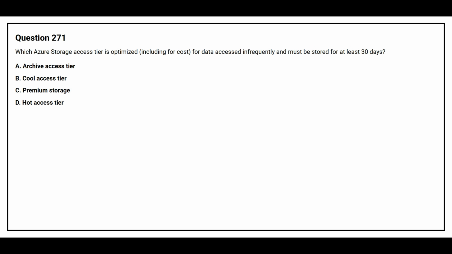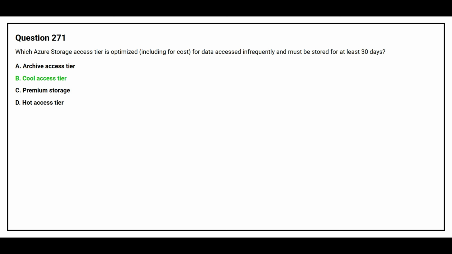Question number 271. Which Azure storage access tier is optimized, including for cost, for data accessed infrequently and must be stored for at least 30 days? Option A, Archive access tier. Option B, Cool access tier. Option C, Premium storage. Option D, Hot access tier.